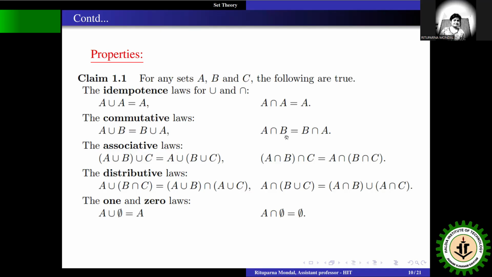This one is the associative law. Here for A union B union C, first you have to take A union B, then union C. And here you have to take first B union C and then A union. Similarly, A intersection B intersection C equals A intersection B intersection C. And this one is the distributive law. And here for any set A, A union phi equals A and A intersection phi equals phi.